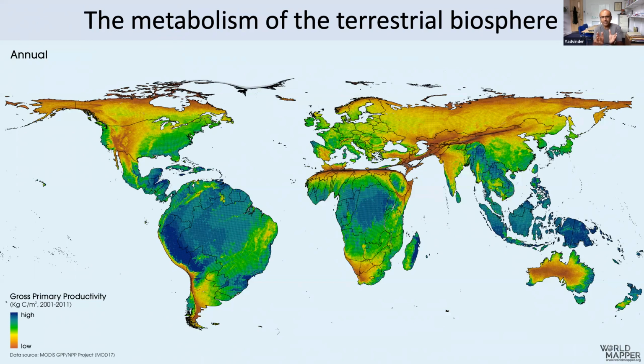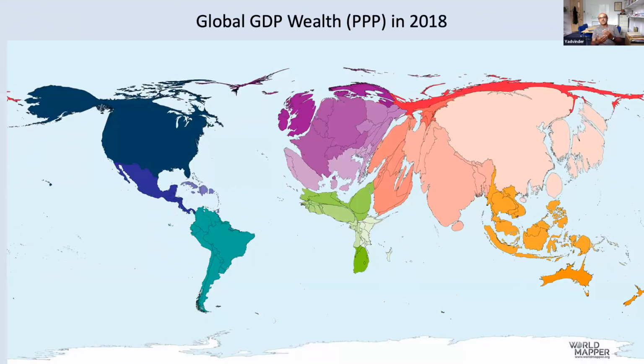So how can we compare something like this, which is a metric of biological activity, with something like this? This is a map of global GDP wealth. It's a cartogram as well, per unit area. And this could be taken as some sort of metric of economic activity.